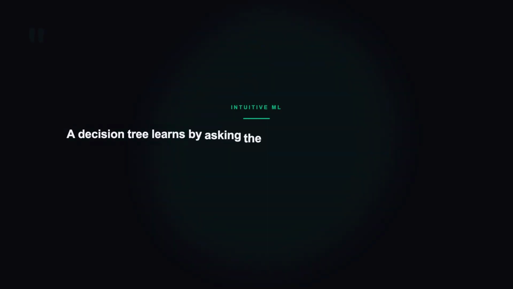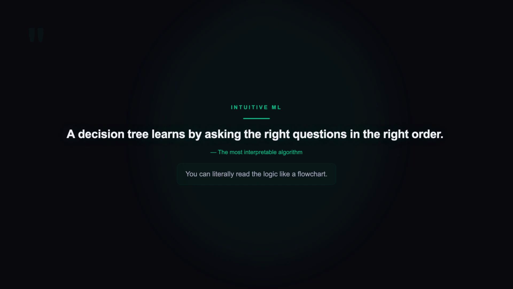Imagine an algorithm that learns by playing 20 questions. Is the temperature above 30? Is it raining? Is there wind? Each question splits the data until you reach an answer. That's a decision tree, one of the most intuitive and powerful algorithms in machine learning.